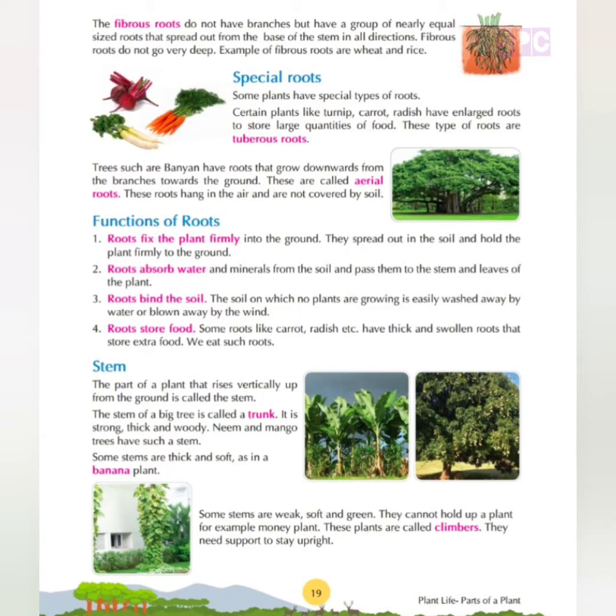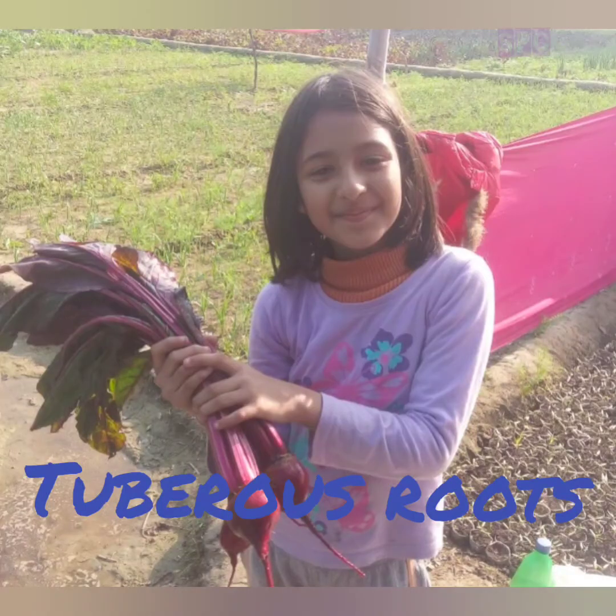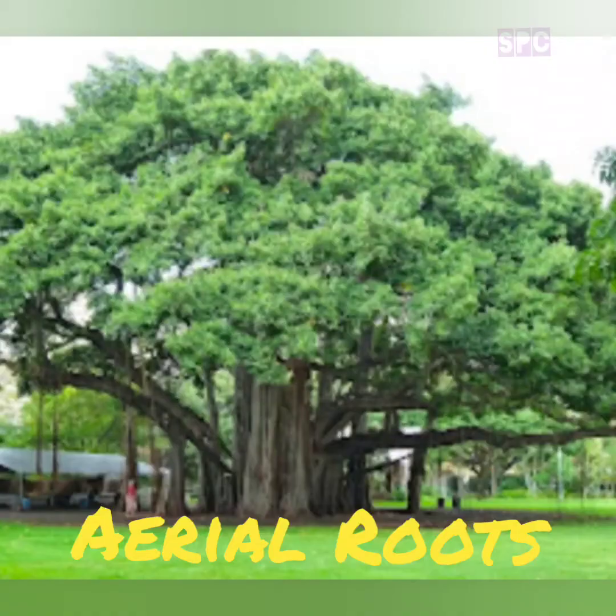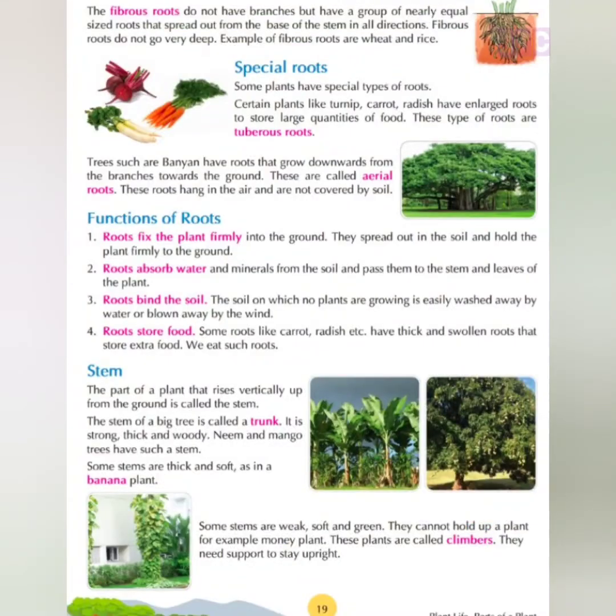So, children, other than taproot and fibrous root, there are special types of roots. These are tuberous roots and aerial roots. Tuberous roots are basically tap roots which can store extra food which is prepared by the plant during the process of photosynthesis. Examples of such roots are carrot, turnip, radish. We all love to eat such roots. Children, aerial roots are those roots which grow downwards from the branch of a tree, as you must have seen in banyan tree. Now let's move on to the functions of roots.